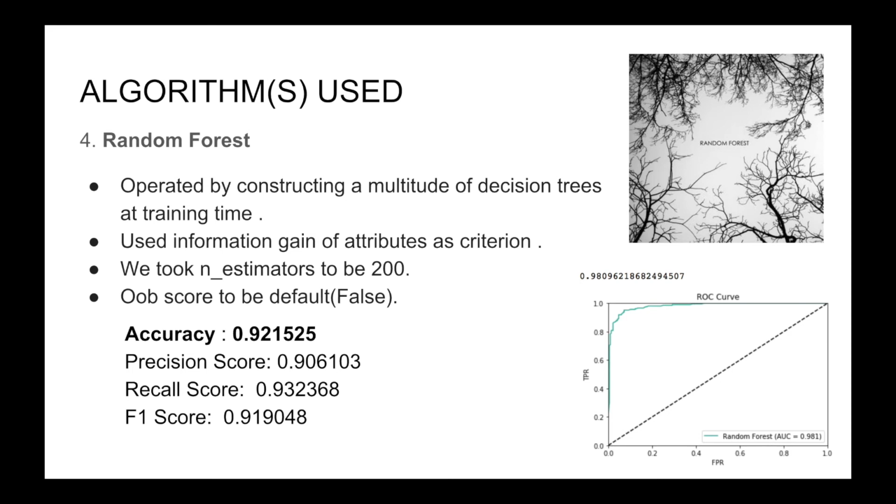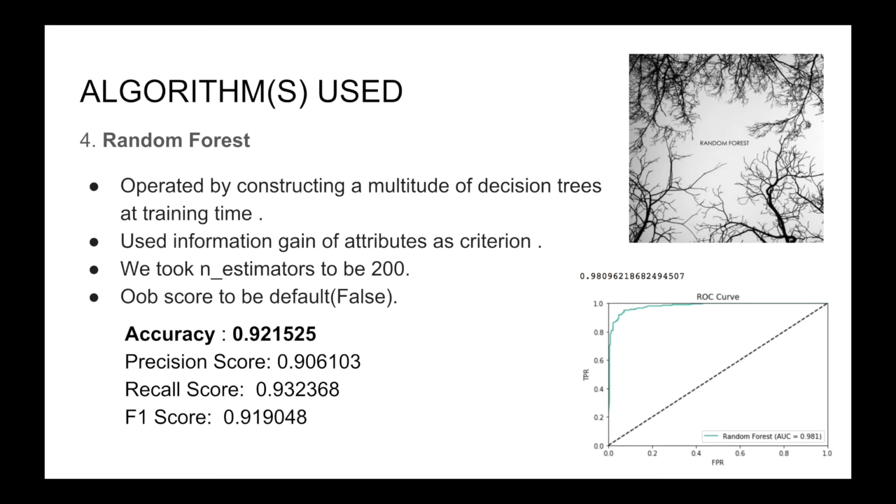mean prediction, that is regression, of the individual trees. In the random forest, we use three parameters. The first one is n_estimators, which we have kept at 200, as it diversifies our trees and accepts all the scope of the classifier.